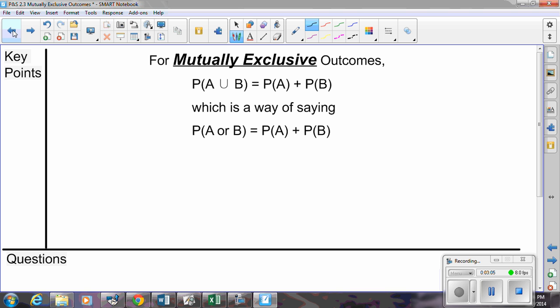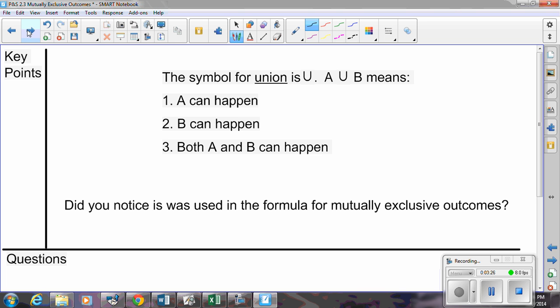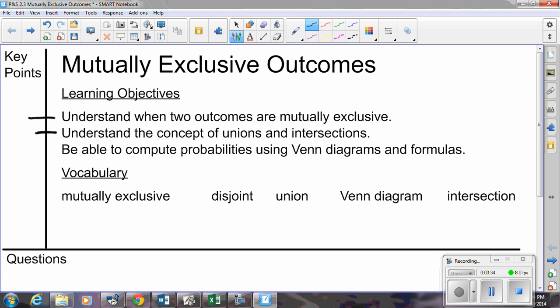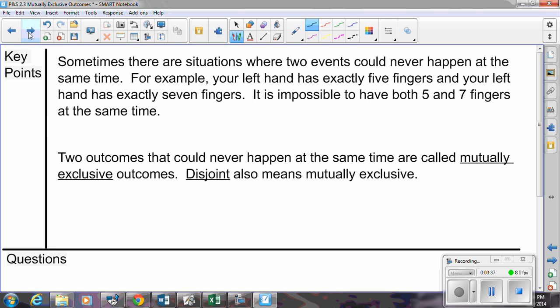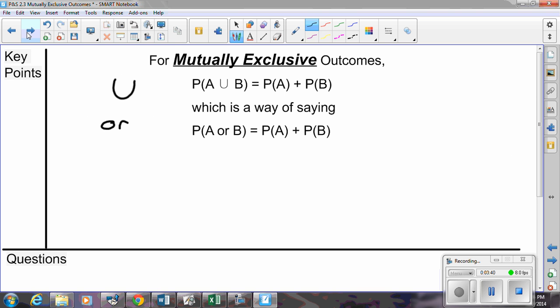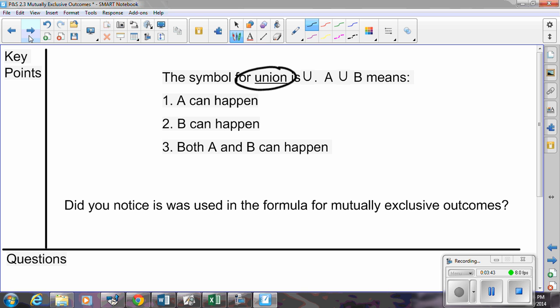Basically, when you see this symbol U for union, your brain should be thinking of it as an or. And it's not like in English where it's pizza or chicken. You could have both. This symbol does mean both is okay. Well, please note, this piece of union ties back into our learning objectives. Understand the concept of a union. You should understand that this symbol for union means A or B or both. That's part of our learning objective.